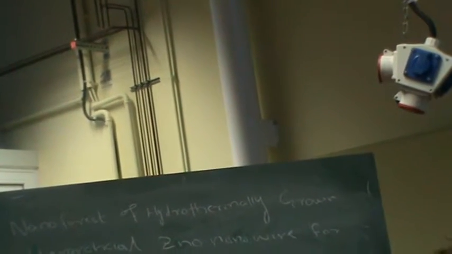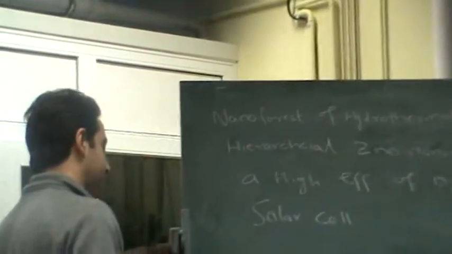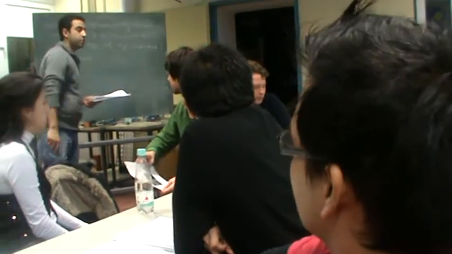My topic is nanowires by hydrothermal growth. Here, actually, it is zinc oxide nanowire for high efficiency dye-sensitized solar cells. Do you have one of these papers? Yeah, I already put it on.